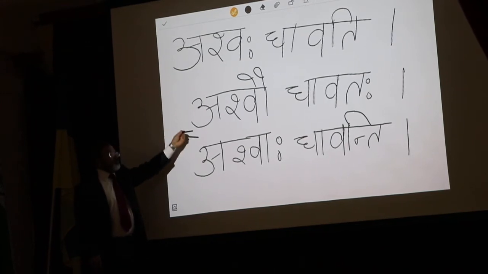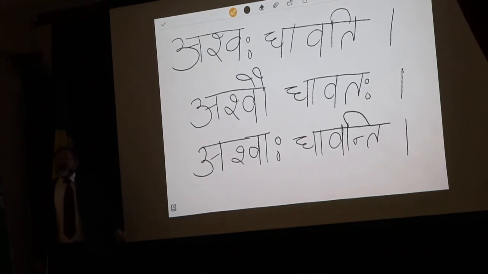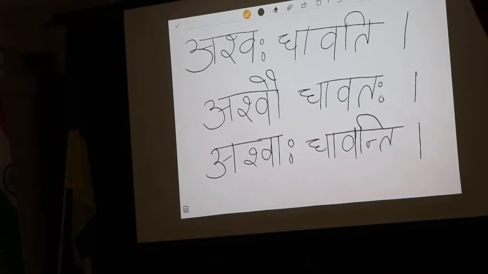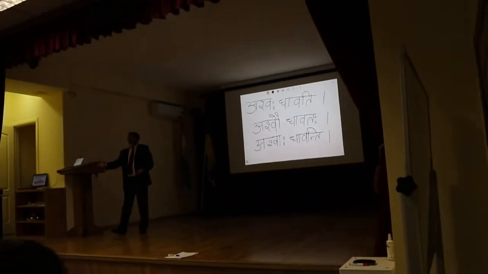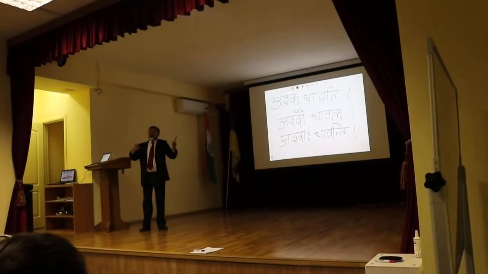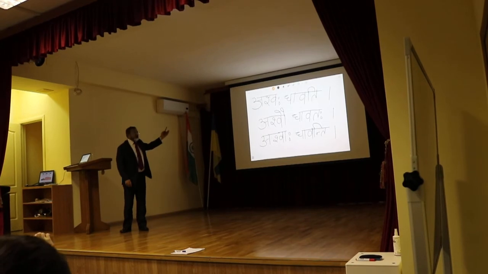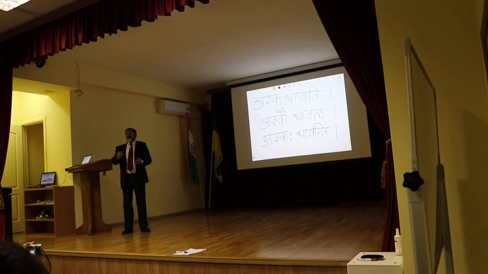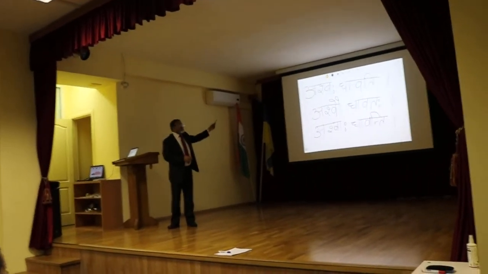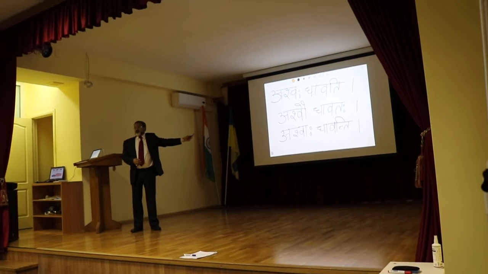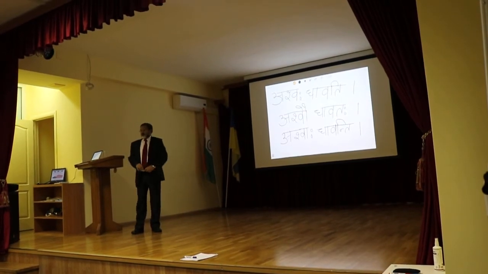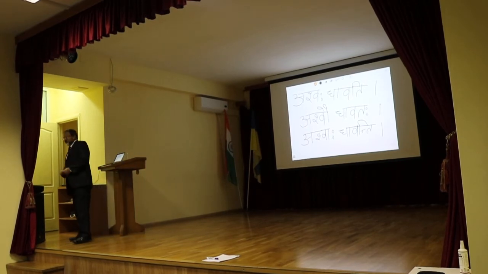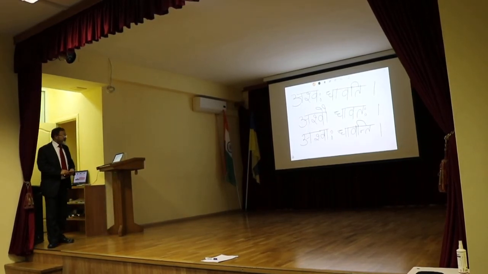Ashwah, ashwau, ashwah. If it was a balak, means a child, we will say balakah, balakau, balaka. If it is Ram, we will say Ramah, Ramau, Rama. Nar means a man. We will say Narah, Narau, Nara. Good that you pointed out. I was actually jumping this step.